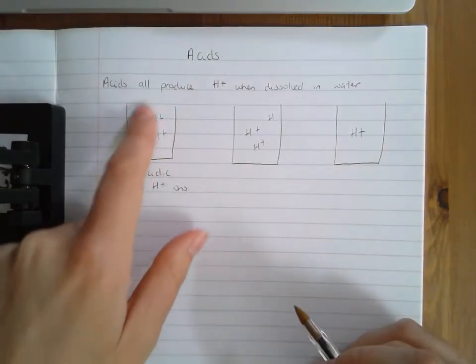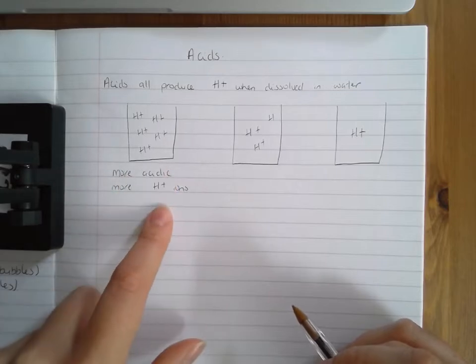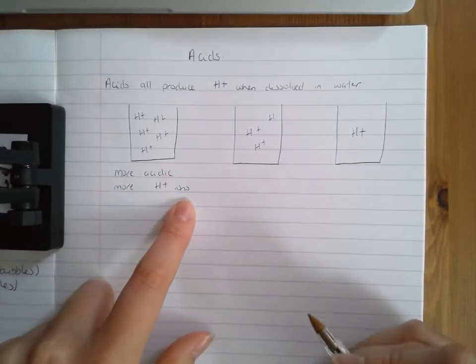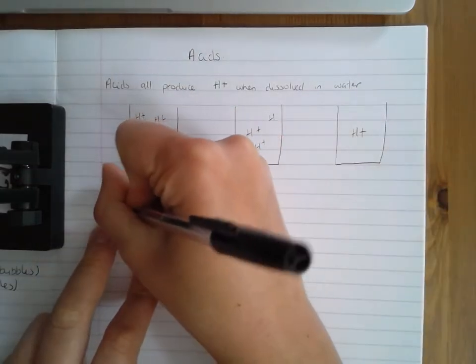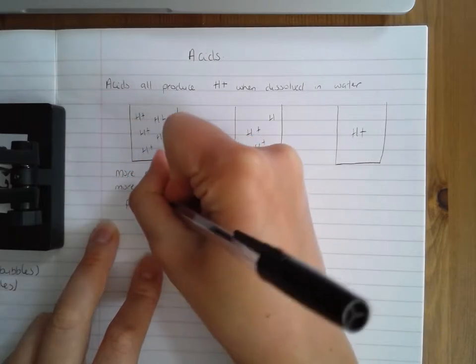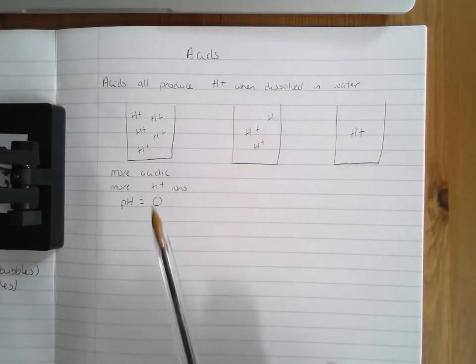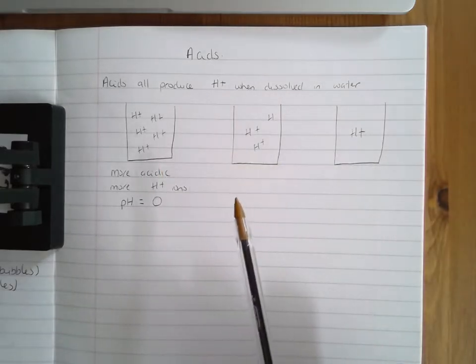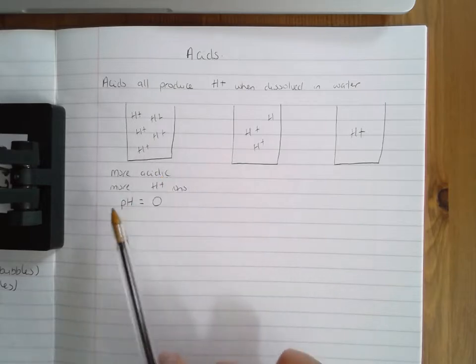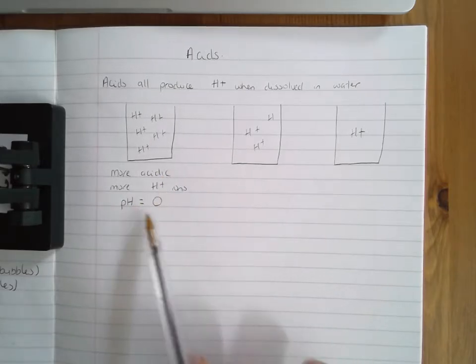We've said that this is the most acidic acid because it's got the most H+ ions. The most H+ means it's got the lowest pH. Remember, a neutral pH is 7. Anything less than 7 is acidic. And the further you get from 7, the more acidic it's going to be. So pH equals 0 is going to be the lowest pH.